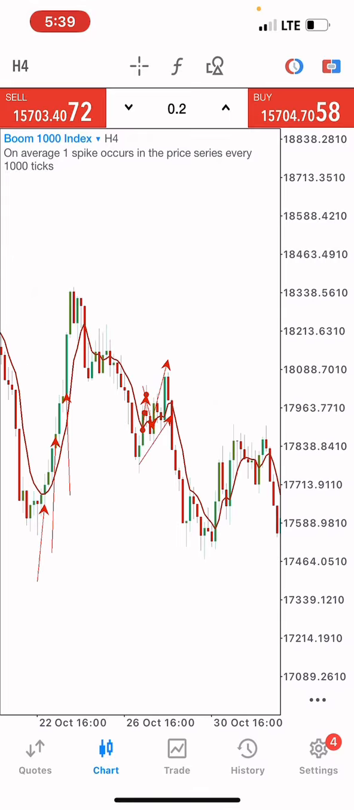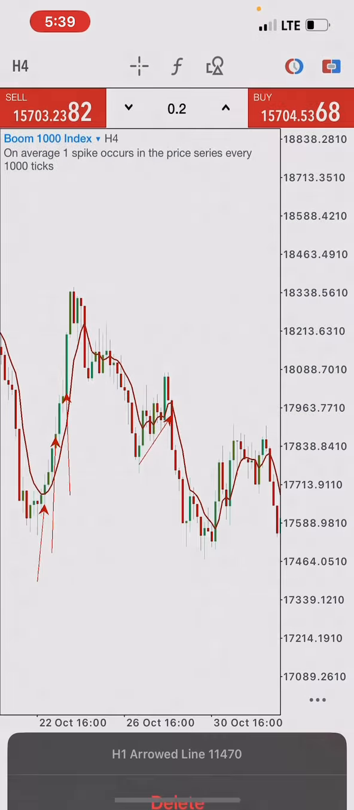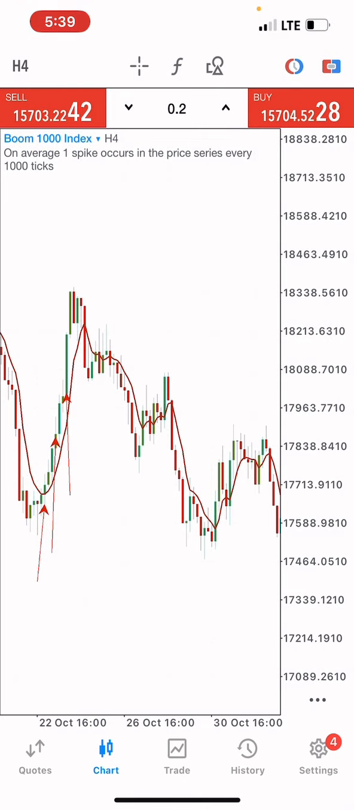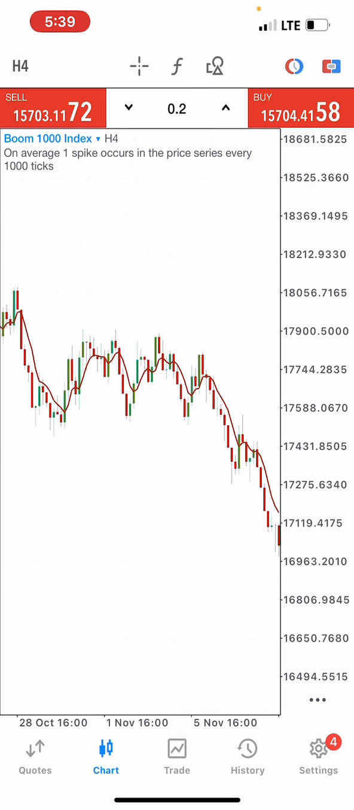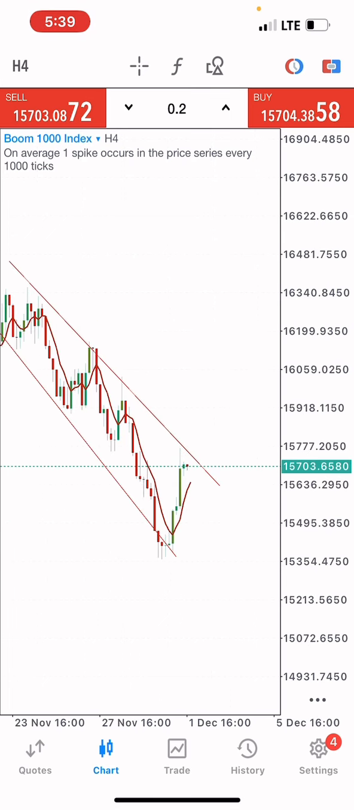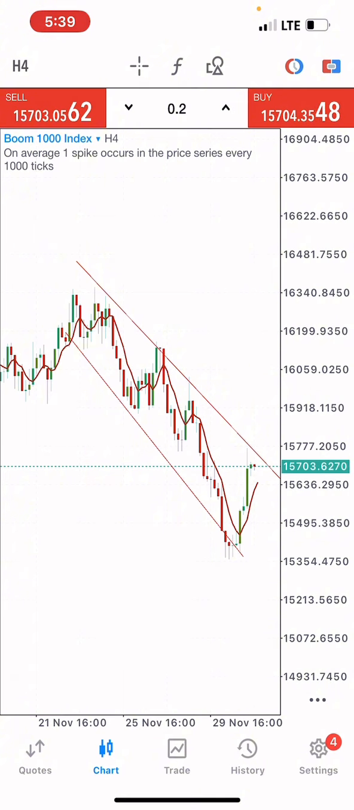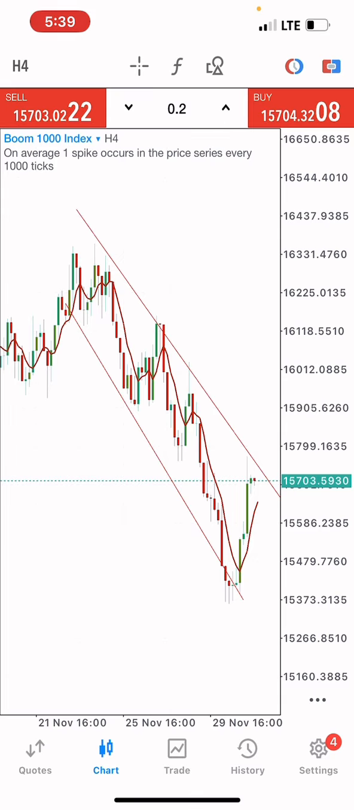Whenever you see the indicator running below price level, that means the indicator is telling you that the market is moving upwards. But if the price is running below the indicator, that means it's a downtrend. So if you go back to this place, you'll see that price has been running below the indicator.